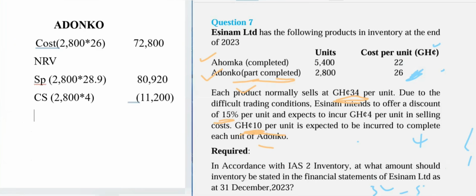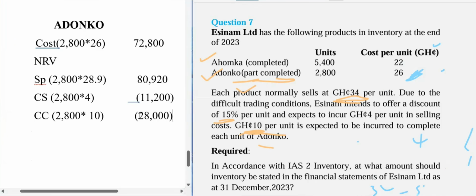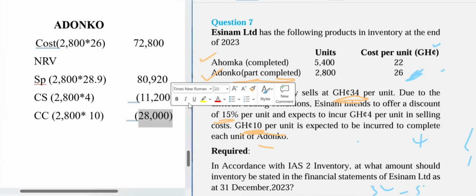11,200. Then we have the cost to complete. I said this is finished goods. I'm sorry, work in progress. Adonko is work in progress, so we have to factor in the cost to complete to change it from work in progress to finished goods. And then that one is 10 cedis per unit, so we will get 28,000. We less it, and then we less everything from the NRV. Let's see what we get.